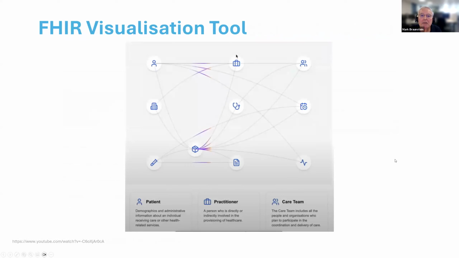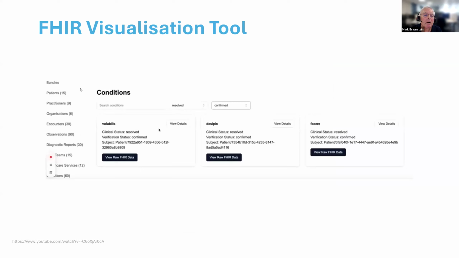The FHIR visualization tool project is a bit unusual because it's quite technical, but they did a really good job. Certainly not something that a healthcare provider is likely to want to use, but you upload a FHIR bundle. Here are the resources in the bundle here, and you can explore the bundle in various ways. Here I've just shown that you can search for conditions that have been confirmed, and there are lots of other interesting ways of exploring the data.